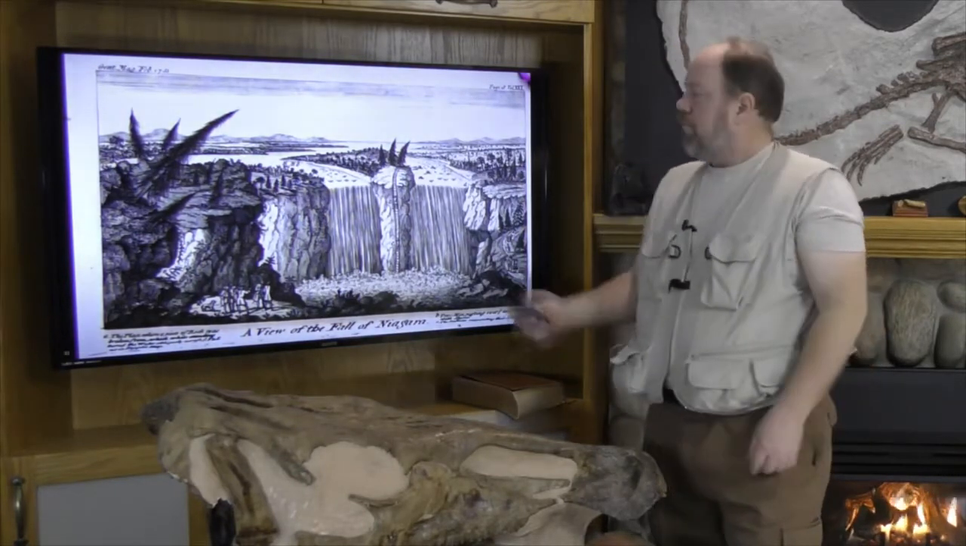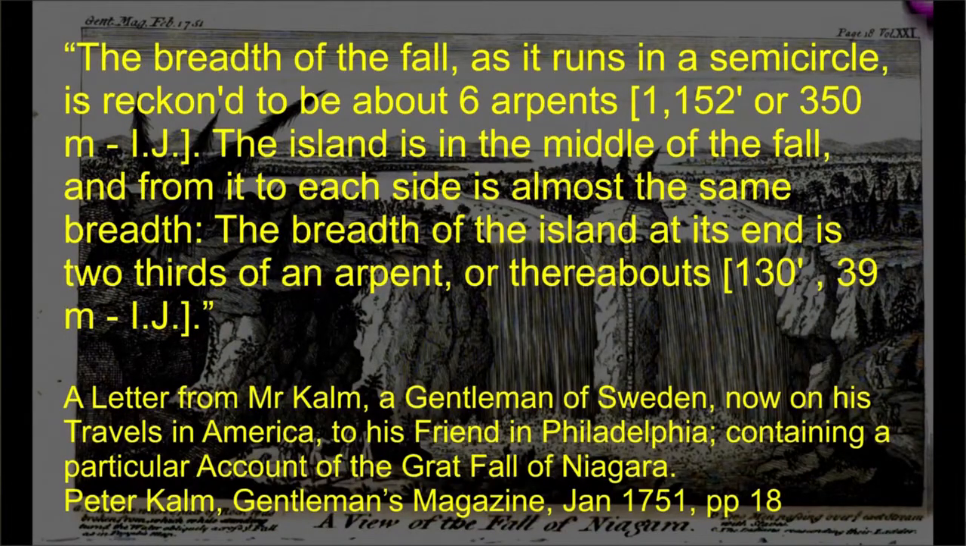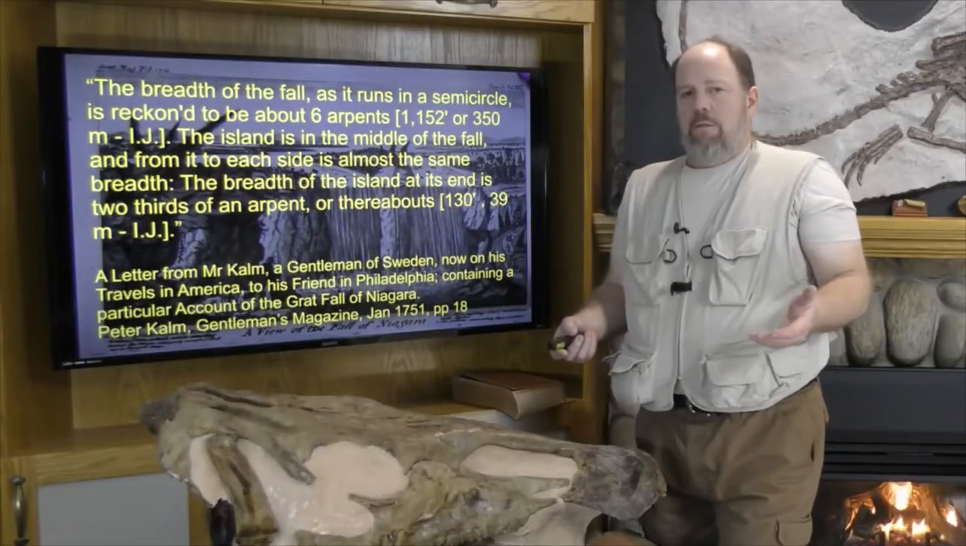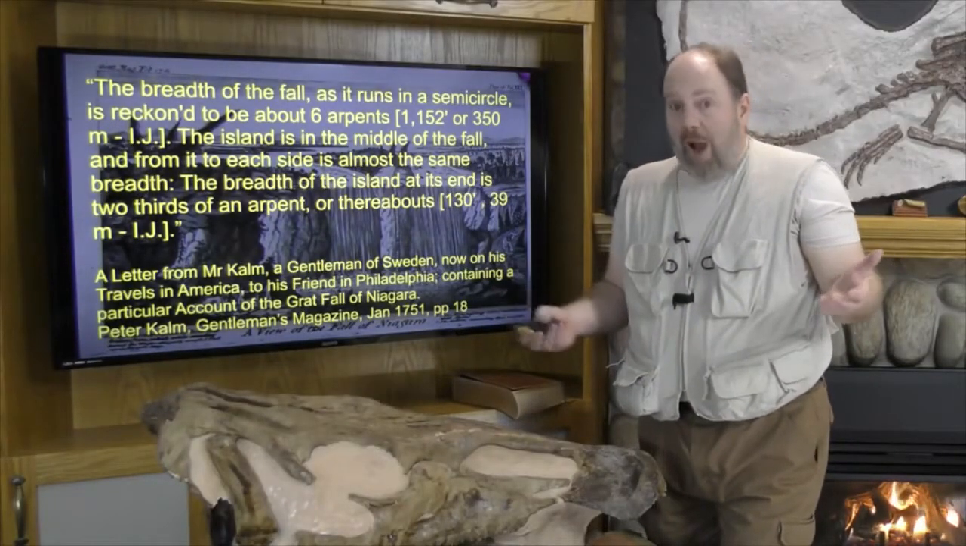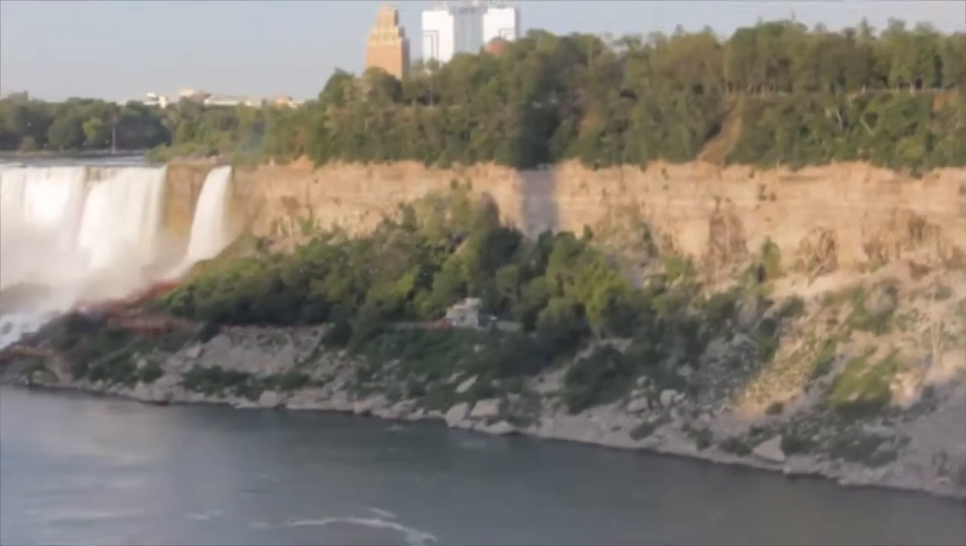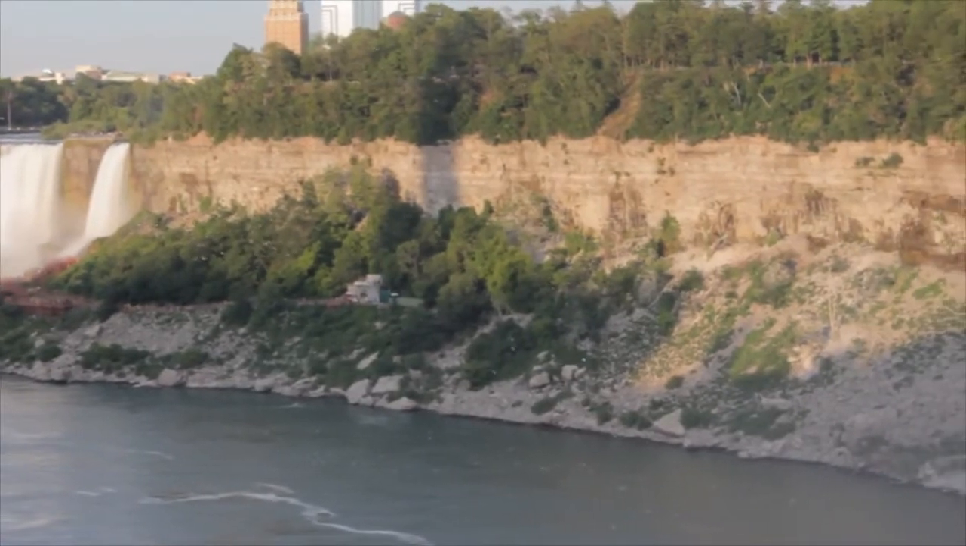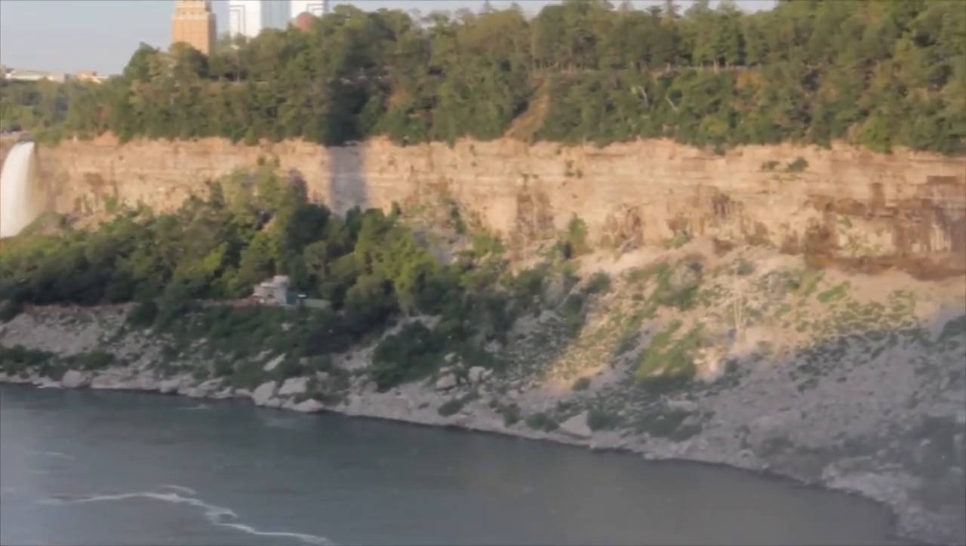For example, the breadth of the fall, as it runs in a semicircle, is reckoned to be about 6 arpents. The island is in the middle of the fall, and from it to each side is almost the same breadth. The breadth of the island at its end is 2/3 of an arpent, or thereabouts. The face of the island, being maybe 130 feet wide or so, is a far, far cry from the very wide face of Goat Island, which is currently some 1,800 feet wide.